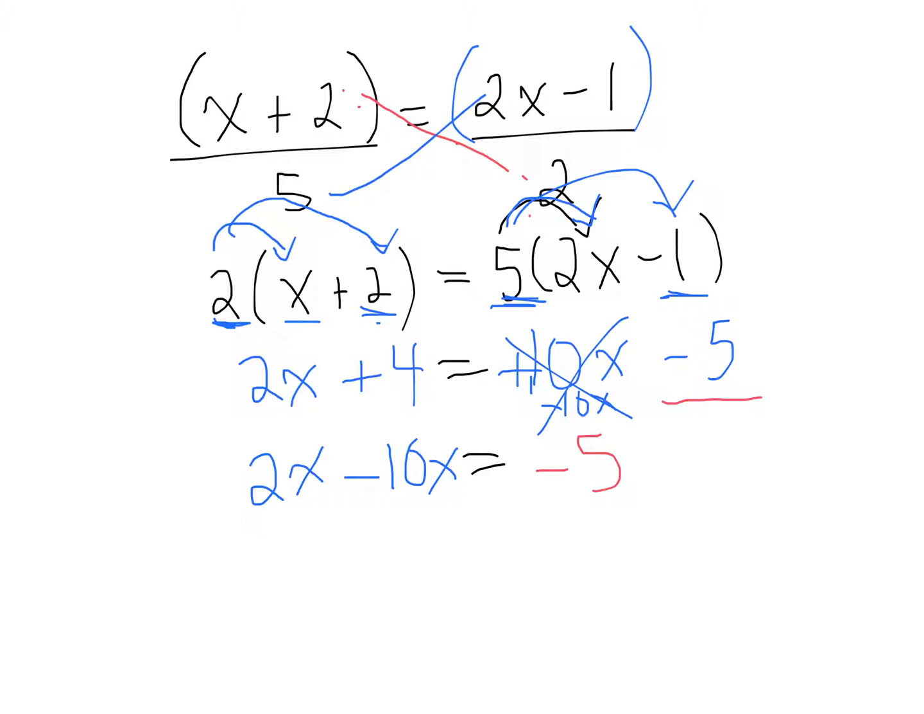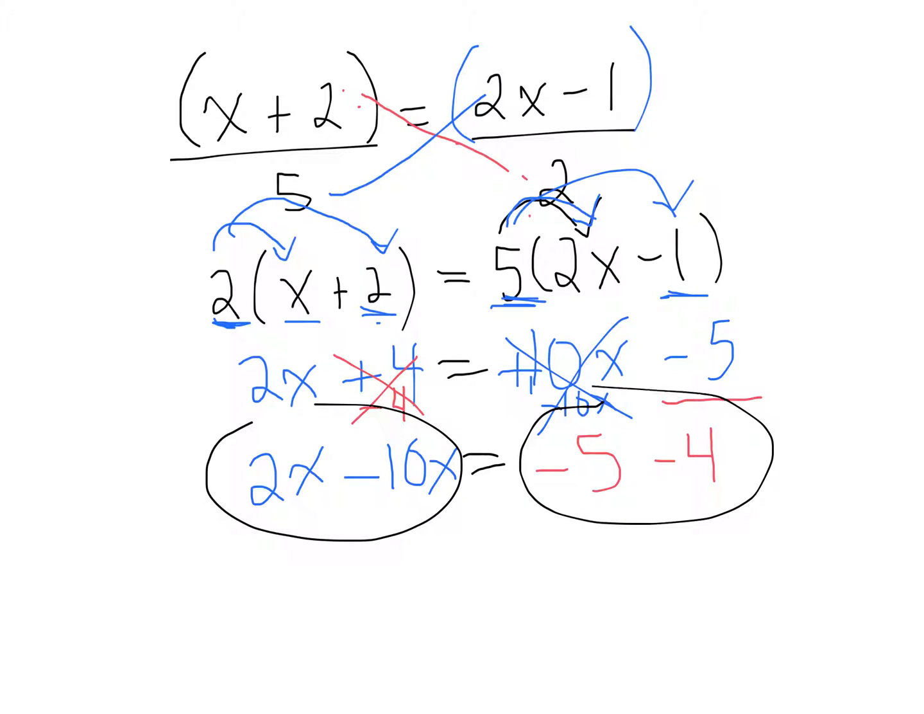On the left side I had positive 4. How do I get rid of that? Subtract 4. So on the right side, what do I have to do now? Subtract 4. Okay, so see how I grouped my variable terms together and my constant terms together. All the variable terms are on the left side, all the other terms are on the right side.